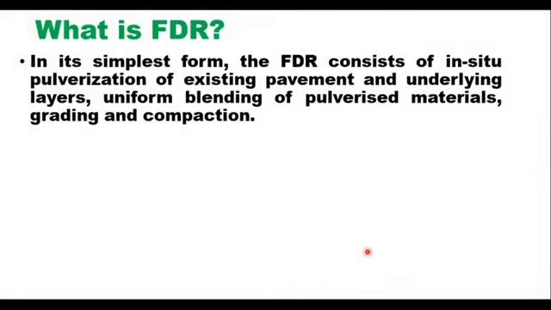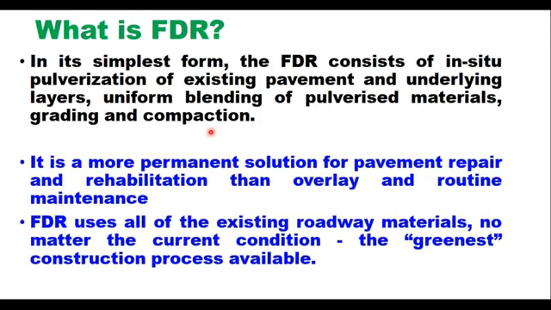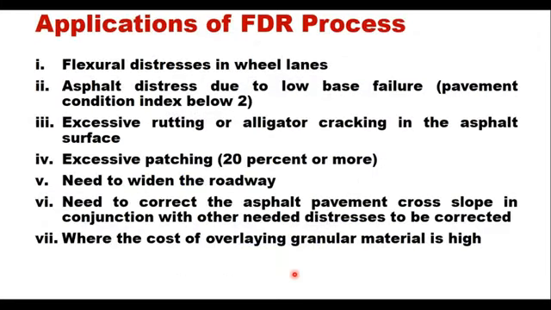In its simplest form, FDR consists of in situ pulverization of existing pavement and underlying layers, uniform blending of pulverized materials, grading it and then compaction. It is a more permanent solution for pavement repair and rehabilitation than overlay and routine maintenance. FDR uses all the existing roadway materials no matter the current condition, and therefore it is the greenest construction process available. The applications of FDR process are many.